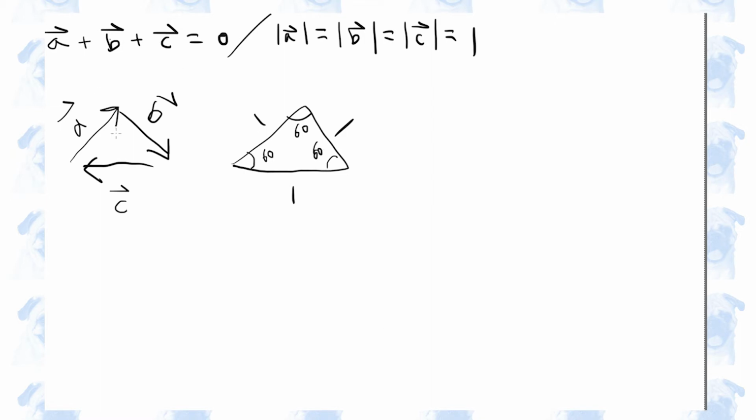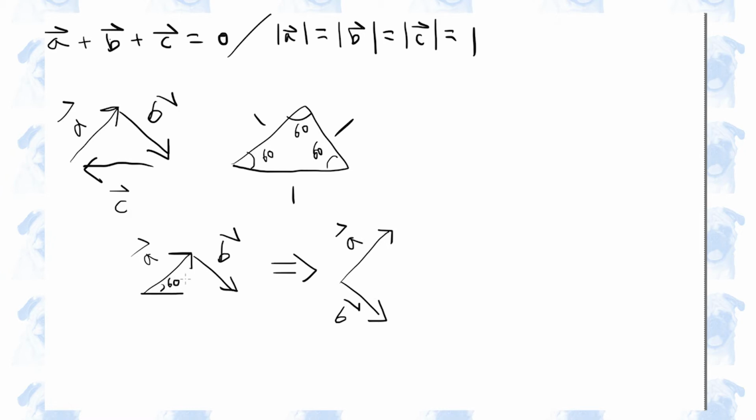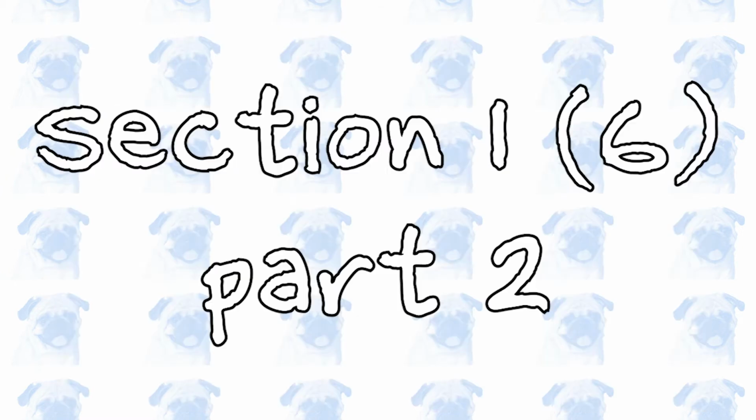And we need to find the angle between vector A and vector B. So let's move vector B over here. This angle was 60 degrees, and this angle was also 60 degrees. So the angle between these two vectors is 120 degrees.